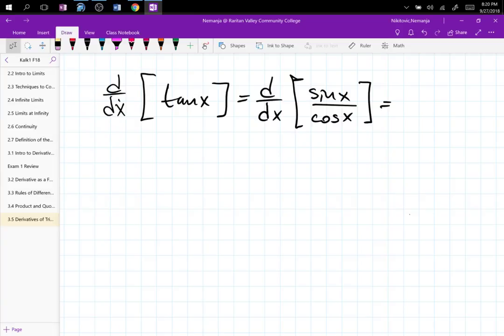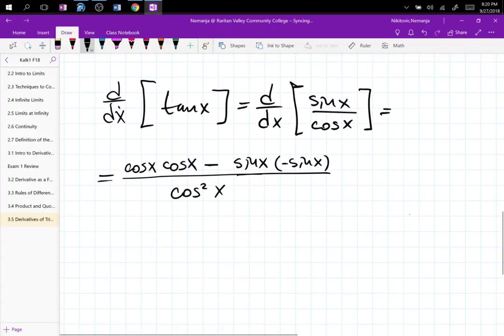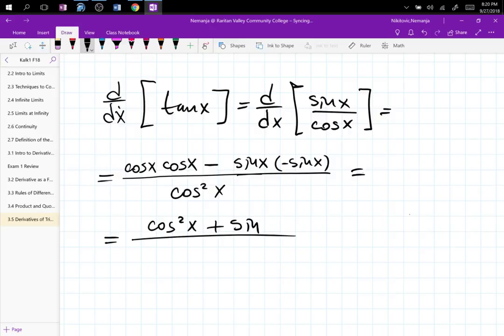Take a look at this problem together. So we are working on the quotient rule, right? So the quotient rule will say we have the cosine squared x, then we have cosine x. The derivative of sine is cosine, so cosine x minus, then we copy sine x, and then I have the derivative of cosine is negative sine x. That's from the box. So now to work this out, we have cosine squared x plus sine squared x divided by cosine squared x.